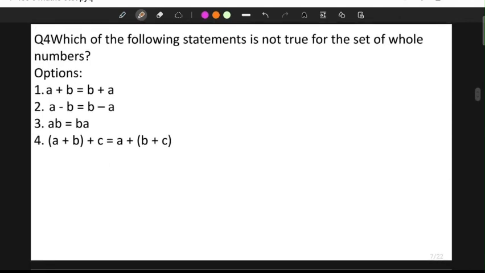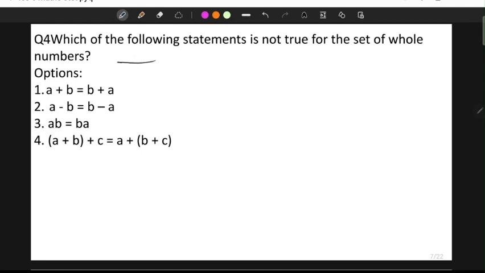Which of the following statements is not true for the set of whole numbers? So let us go option wise. Option A is A plus B is equal to B plus A. Option B is A minus B is equal to B minus A. Option C, AB is equal to BA. Option D is A plus B plus C is equal to A plus (B plus C).